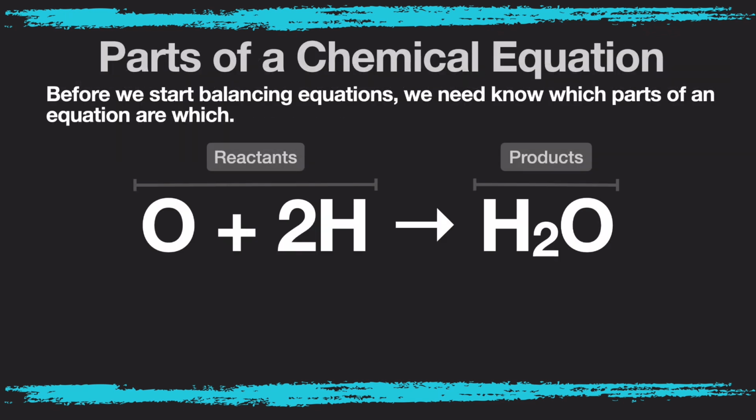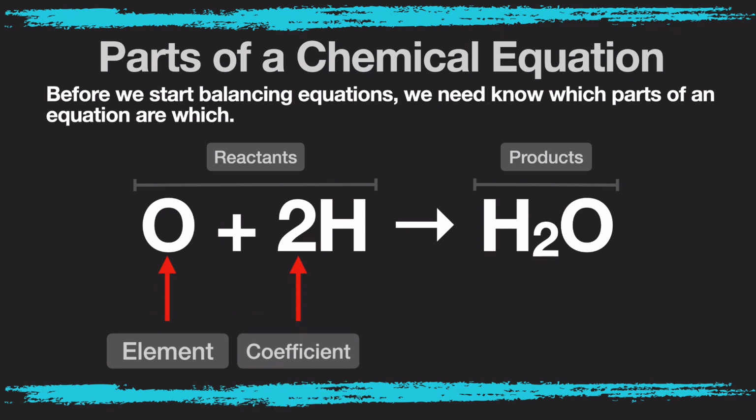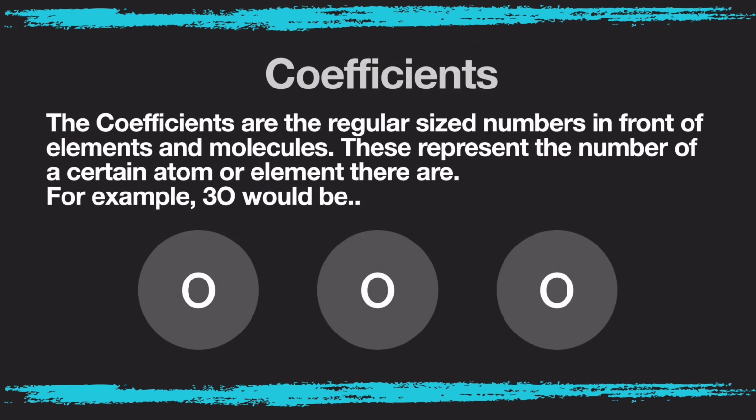Parts of a chemical equation. Before we start balancing equations, we need to know which parts of an equation are which. On the right, we have the products, and on the left, we have the reactants. The letters are elements, the coefficients are the big numbers, and the subscripts are the small numbers.